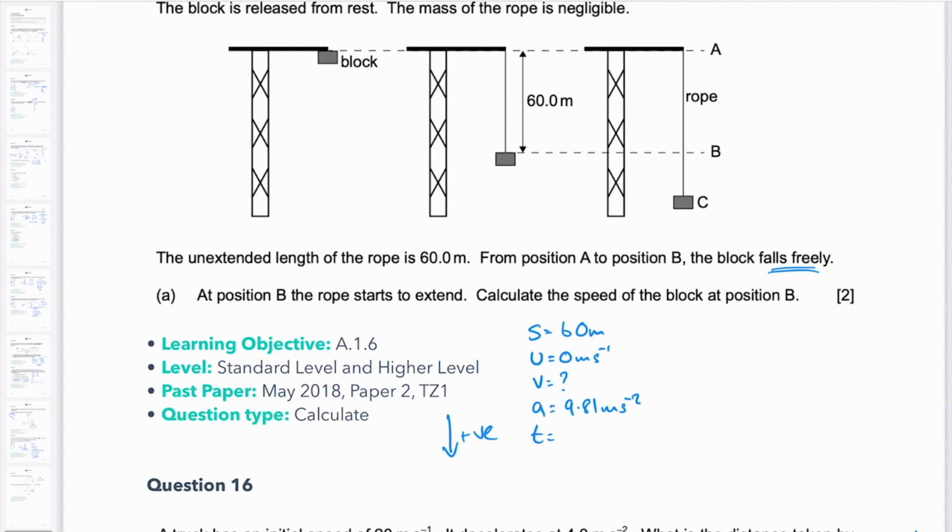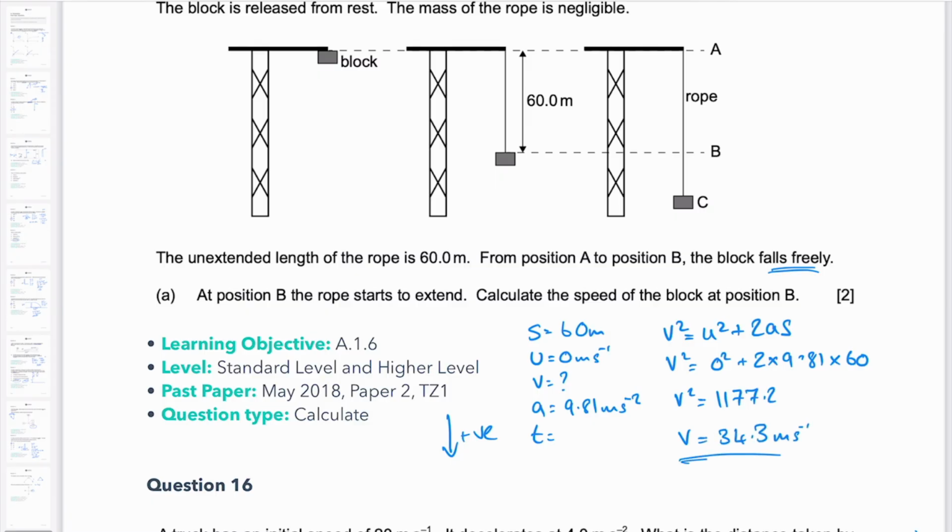Okay, so we're going to use this equation here. V squared equals u squared plus 2as. V squared equals 0 squared plus 2 times 9.81 times 60, which gives us v squared equals 1,177, and v is equal to 34.3 meters per second.